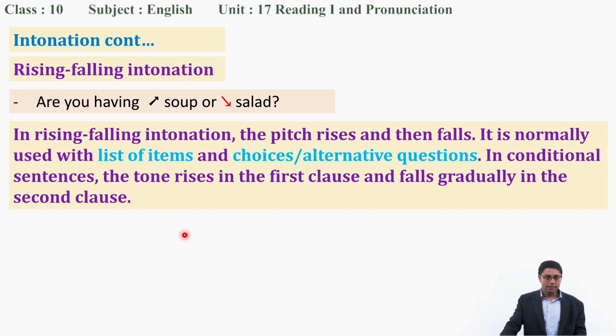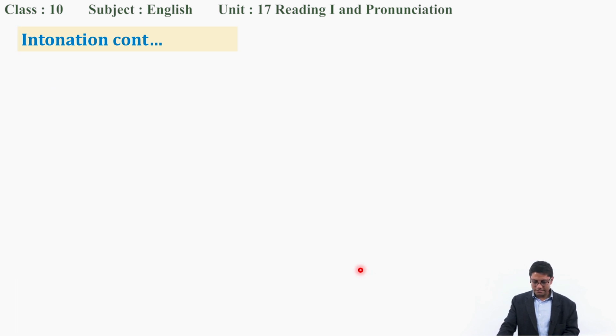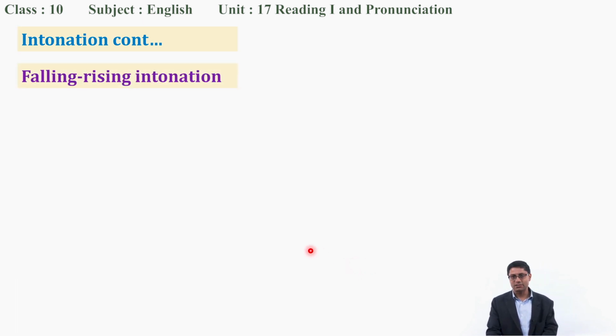Okay, similarly in this part, what happens is that the first clause goes up. Even if you look at conditional sentences, in the first clause, it goes up. In the second clause, it goes down. Okay, now the last one is falling-rising intonation.